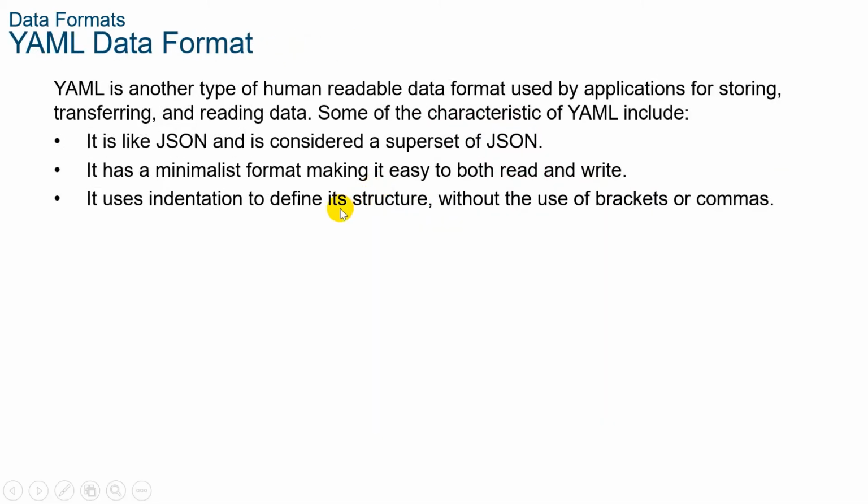Okay, so next is YAML. YAML is another type of human readable data format used by applications for storing, transferring, and reading data. Some of the characteristics of YAML include the following. It is like JSON and is considered a superset of JSON. It has a minimalist format, making it easy to both read and write. It uses indentation to define its structure without the use of brackets and commas.